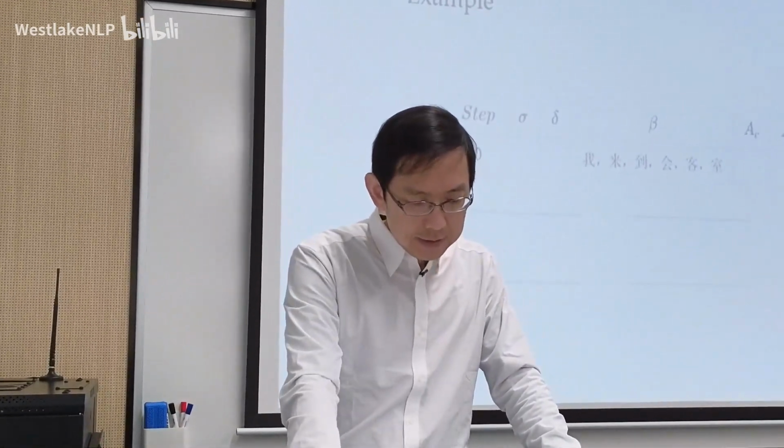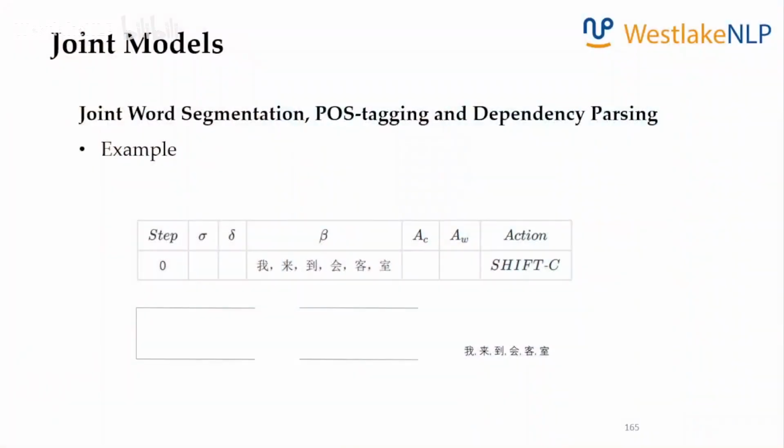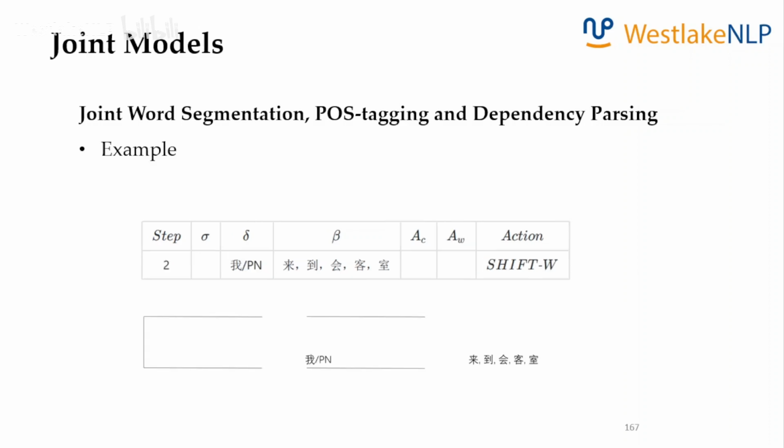Suppose that the sentence is 6 characters. 我来到会议室. What do we do? Initially, everything is on beta. Sigma and delta are both empty. I first shift 我 onto the stack. Okay. And then I finish this as a single word, okay? And I assign a pronoun to it. And then next, I shift this pronoun onto the stack sigma.